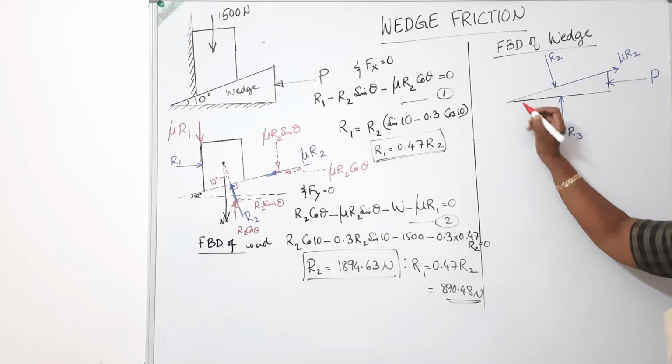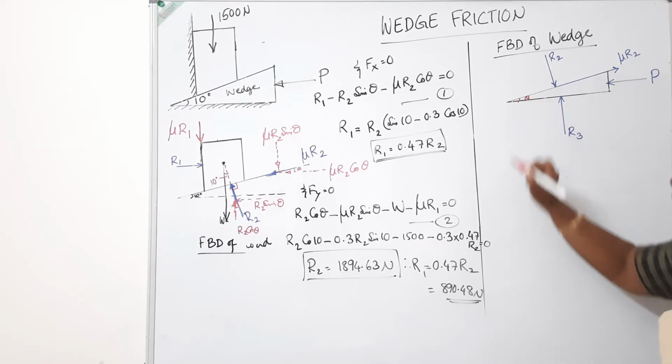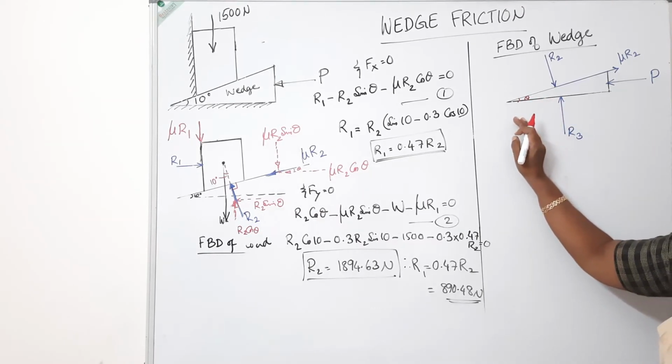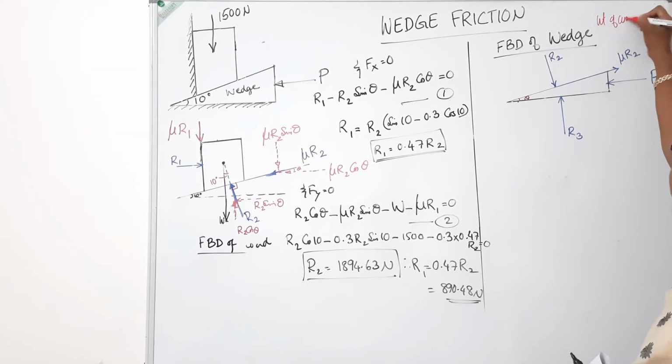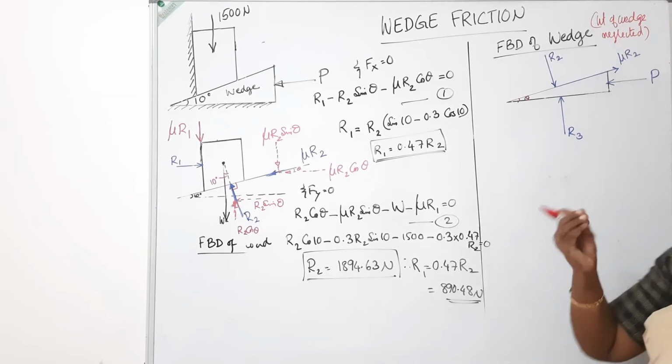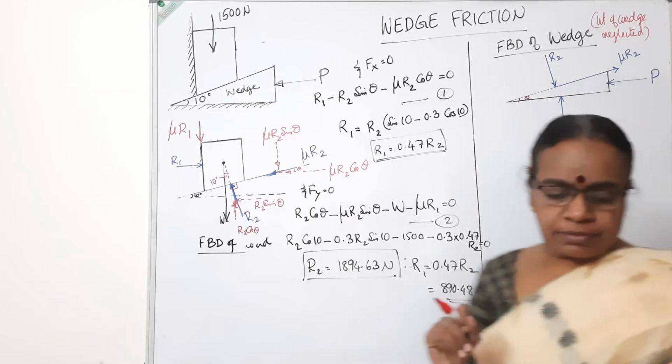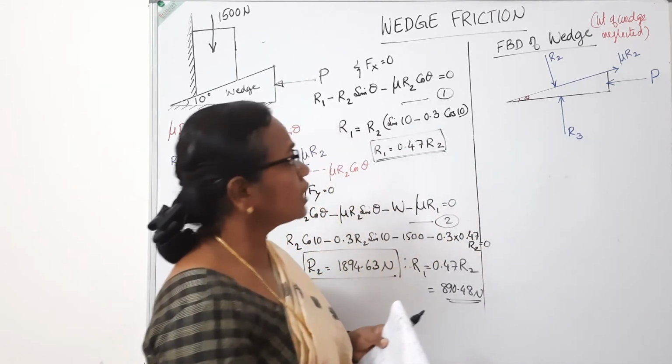Coming to the free body diagram of the wedge, this angle is theta. Weight of wedge is neglected, not taken into account because the wedge is a very small piece. Then what are the forces acting on the wedge?